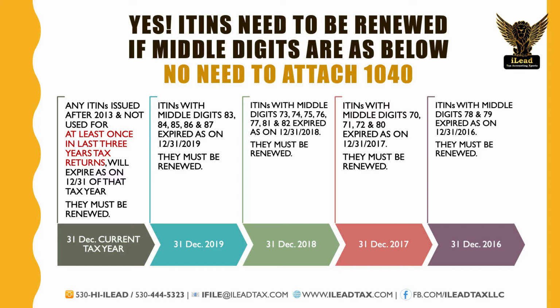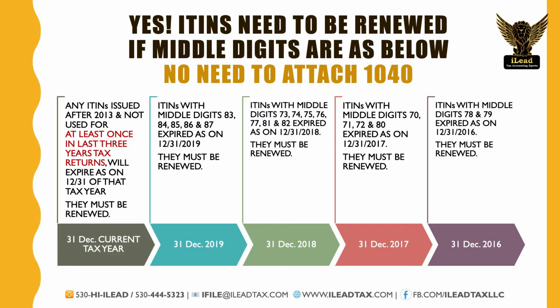And if you look at this chart, ITINs with middle digits 78 and 79 have expired as on December 31st, 2016. I'm reading from your right to left. So ITINs with middle digits 78 and 79 have expired as on December 31st, 2016. They must be renewed. And ITINs with middle digits 70, 71, 72 and 80 have expired as on December 31st, 2017. So in case you received your ITIN, I encourage you to please check your middle digits.